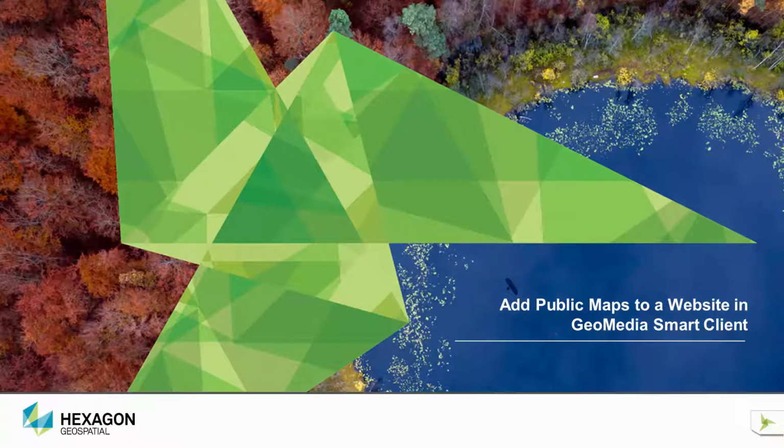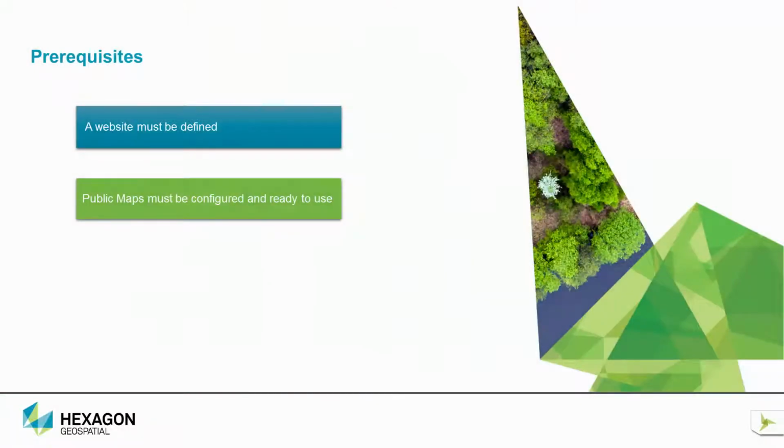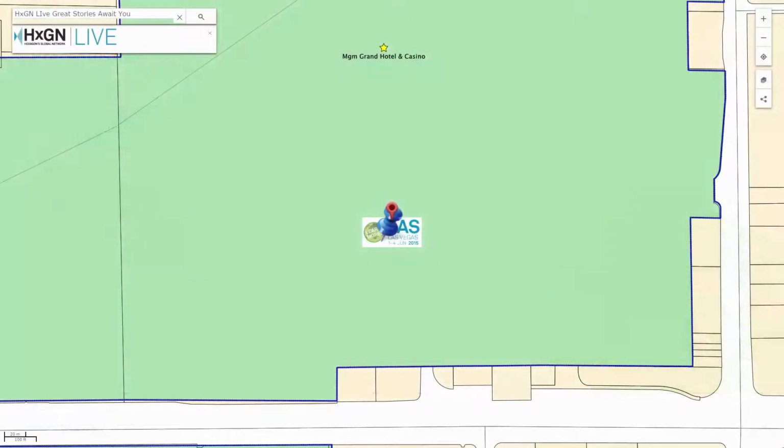Add public maps to a website in GeoMedia Smart Client. Before getting started, please be aware that this workflow has the following prerequisites. A website must be defined, and public maps must be configured and ready to use. With these prerequisites in place, we can begin the workflow.